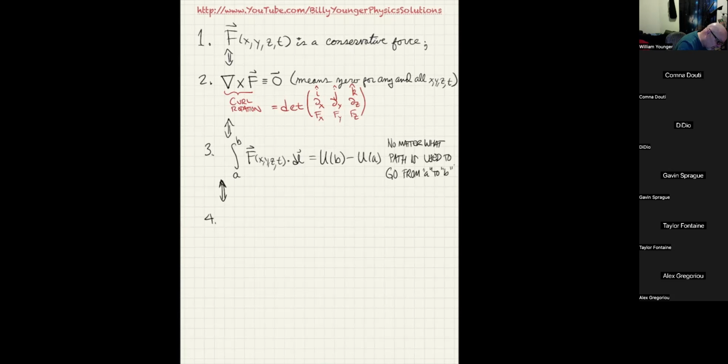This one basically says that the integral over any closed path, in other words, instead of starting at A and ending at some other point B, if you start at A and do anything you want but end up at A, then you've got what we're showing here, which is an integral with a circle on it. That integral of F of x, y, z, t, say, dotted with dl is actually equal to 0.